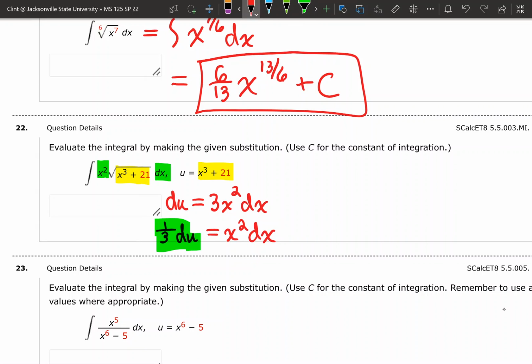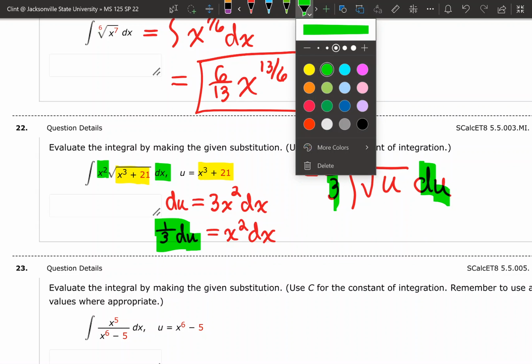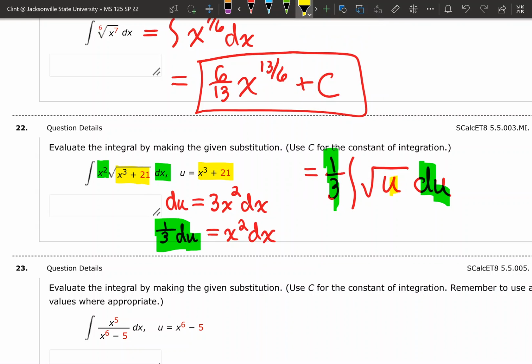So when we rewrite, we can put the 1/3 out front because it's a constant. The inside will have square root of u du. So here's that part. This part's u.